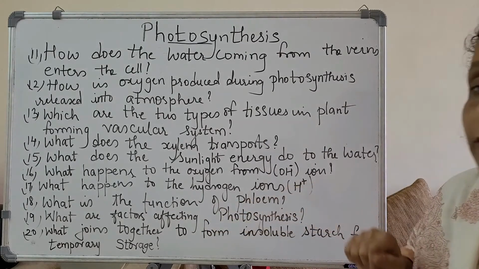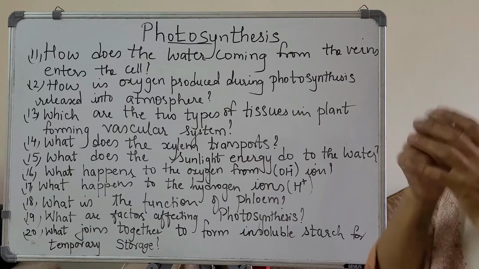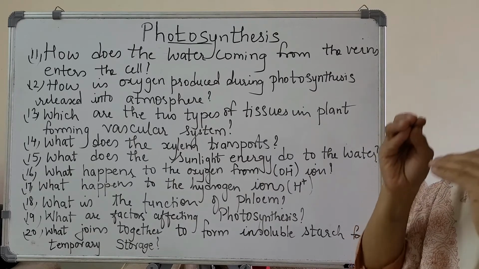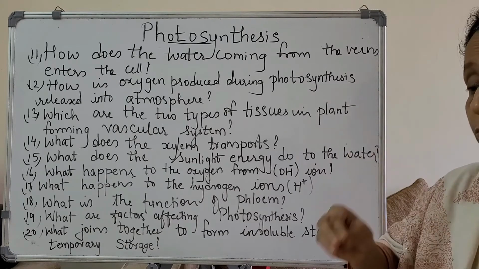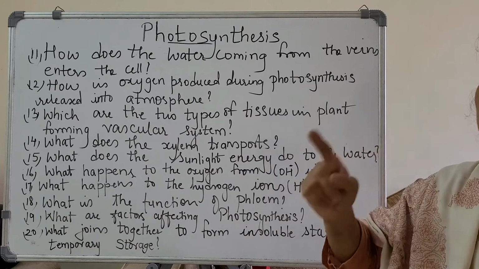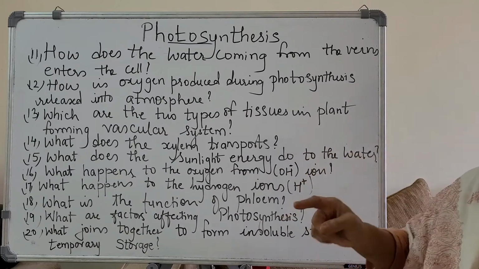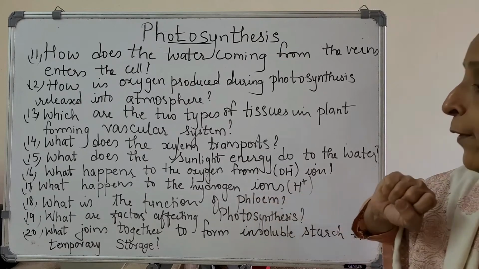What is the function of the phloem? Whatever food is prepared, glucose gets converted into starch. But at night, the phloem transfers this glucose into different parts of the plant, but in the form of sucrose, soluble sucrose. So, conduction of food is the function of phloem.